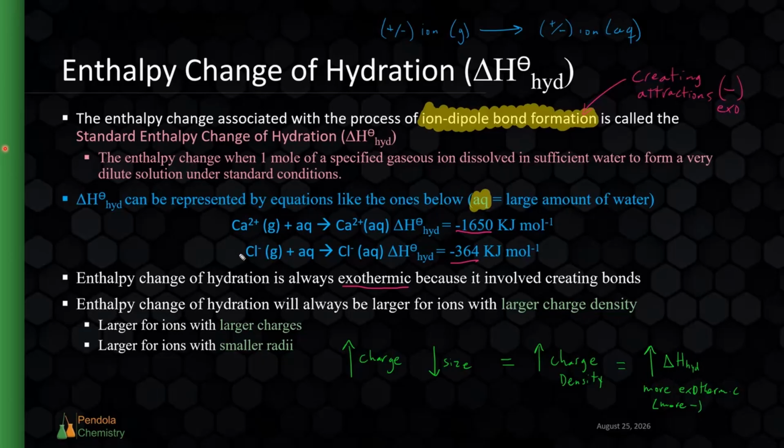And we can see that here. Chloride is bigger than the calcium ion, and it has a -1 charge. Whereas the calcium ion is smaller and it has a +2 charge. So larger charge, smaller size, larger enthalpy change of hydration, versus bigger size and smaller charge, smaller enthalpy change of hydration. So keep these things in mind, because you will be asked to compare the enthalpy change of hydration of different ions and to use both the charge and the size as an explanation.